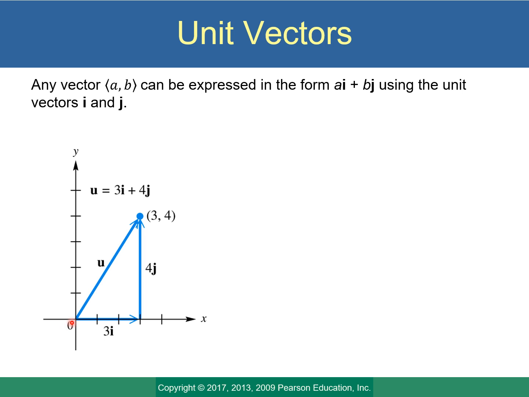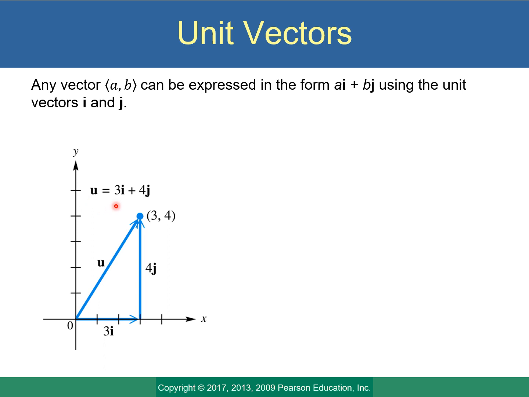What you can do is say this vector means I go 3 units horizontally, so 3 times i. Since i was only 1 unit, or length 1, if I multiply it by 3, I've gone 3 to the right, 3 horizontally. j is length 1, so if I multiply it by 4, I go up 4. And if I add these two, I get my vector u, because the sum of those two i and j vectors will give me this resultant. So this is now a new way to write your vectors.